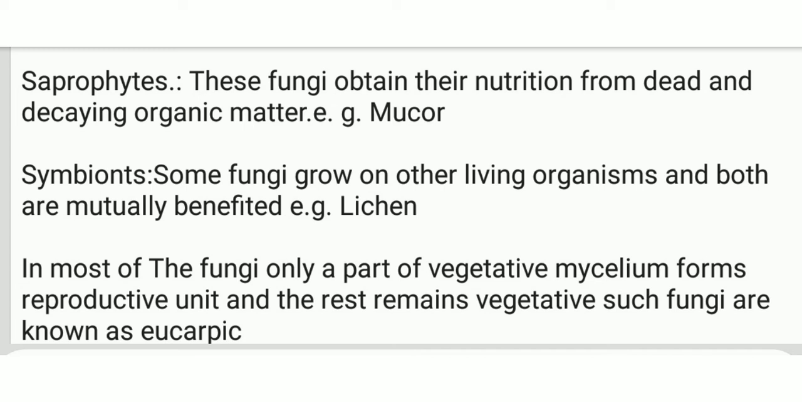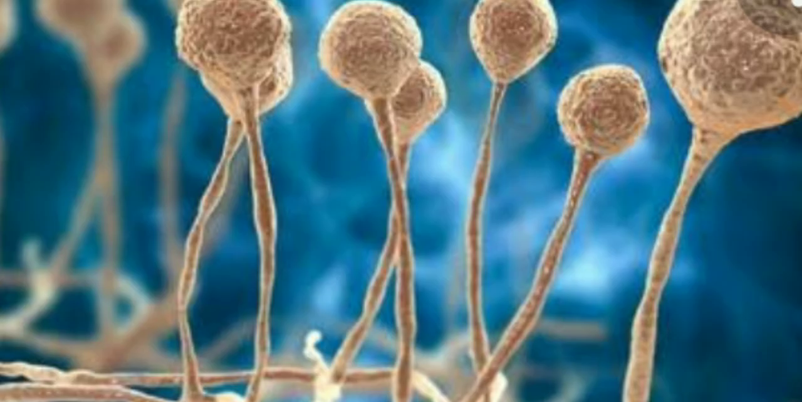Symbionts: some fungi grow on other living organisms and both are mutually benefited. Example is lichen. In most of the fungi, only a part of the vegetative mycelium forms a reproductive unit and the rest remains vegetative. Such fungi are known as eucarpic. Vegetative mycelium is the hyphae that penetrates the supporting medium and absorbs the nutrients. On the screen we can see the image of the saprophyte Mucor.